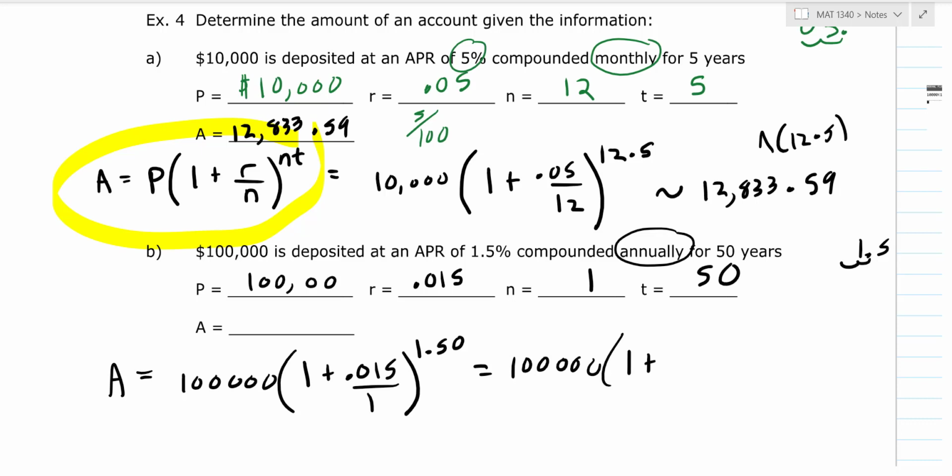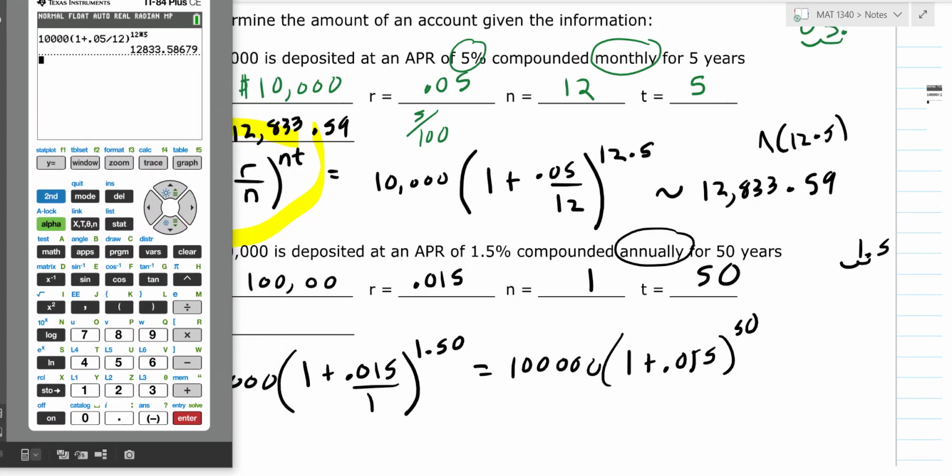So you could put this one in your calculator like this. You don't have to worry about the ones. You could just do 1.015 to the 50th power. I mean, you can put it in either way, but it doesn't matter. I just try to do stuff if I can in my head. Okay, so I'm just going to put in the 100,000 and then 1 plus 0.015, close parentheses, and then raise that to the 50th power. So let's see how much money we have.